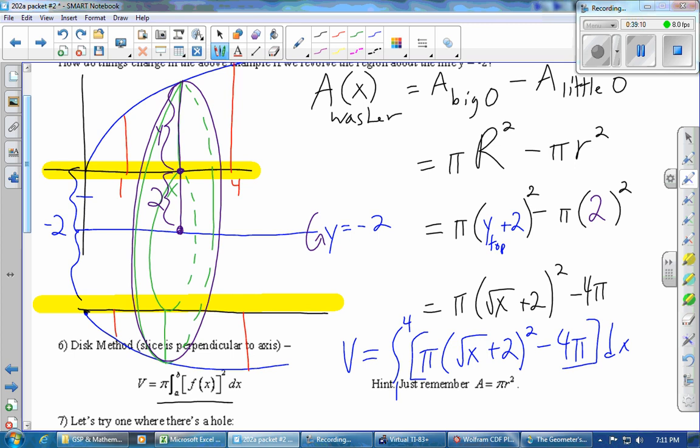Again, I think it's possible to do this integral without technology, so that would be good practice. You're also welcome to just type it in, and whatever you get is going to be the volume of this tulip, but with a cylinder cut out of it.